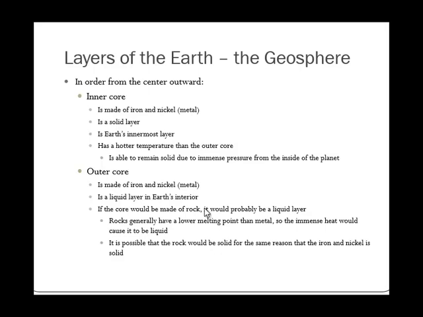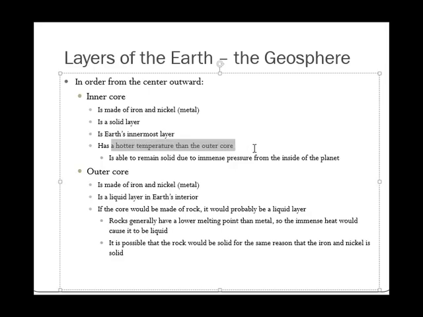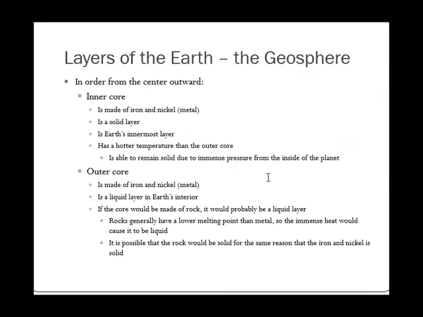In the center of the earth, you have what is called the inner core. The inner core always means the middle, like the core of an apple. The inner core is made of metal, iron and nickel, it's solid, and it's the earth's innermost layer, and it has a very, very hot temperature, thousands of degrees.